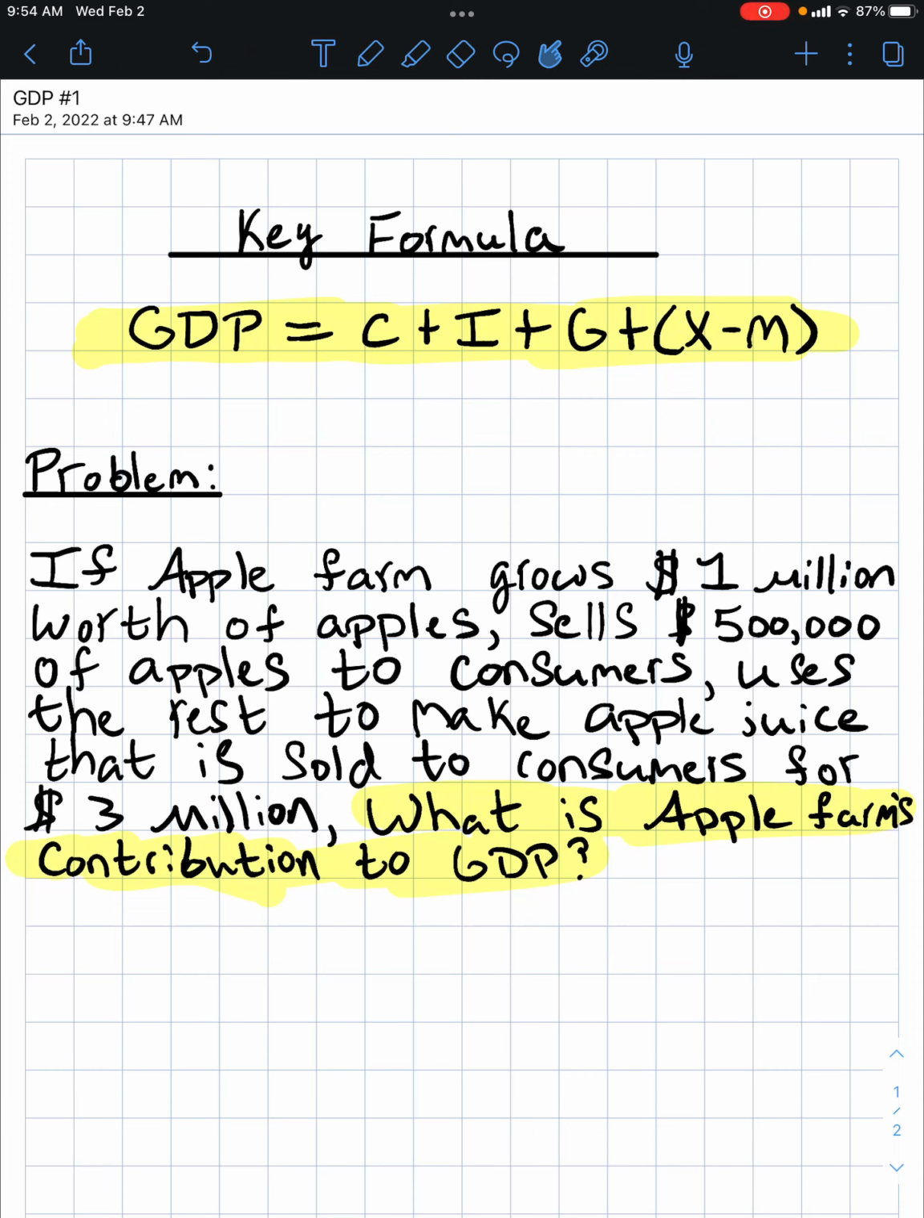The problem. If Apple Farm grows $1 million worth of apples, sells $500,000 of apples to consumers, uses the rest to make apple juice that is sold to consumers for $3 million, what is Apple Farm's contribution to GDP? Now pause this video, take a few minutes, and solve this problem.